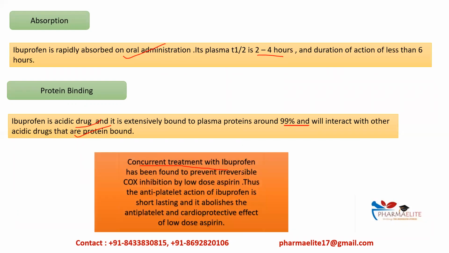Then concurrent treatment with ibuprofen has been found to prevent irreversible COX inhibition by low dose aspirin. Okay, we know that aspirin irreversibly binds to COX, and ibuprofen reversibly binds to COX. So concurrent treatment with ibuprofen has been found to prevent this particular irreversible COX inhibition by low dose aspirin. Thus, the antiplatelet action of ibuprofen is short lasting, and it abolishes the antiplatelet action and cardioprotective action of low dose aspirin.